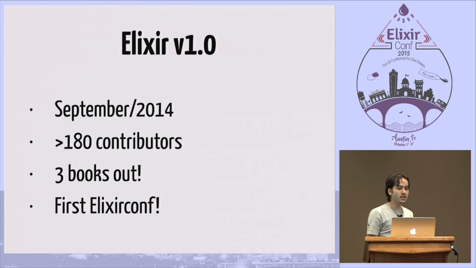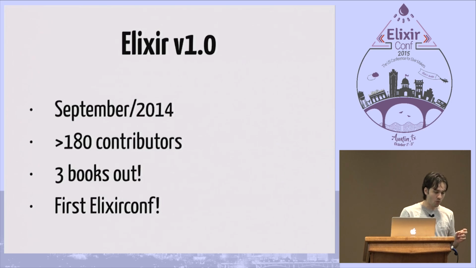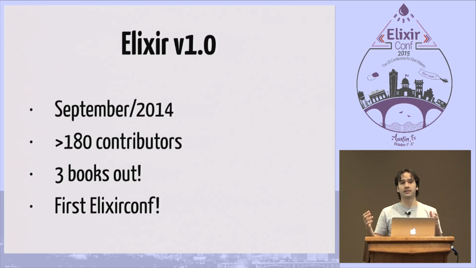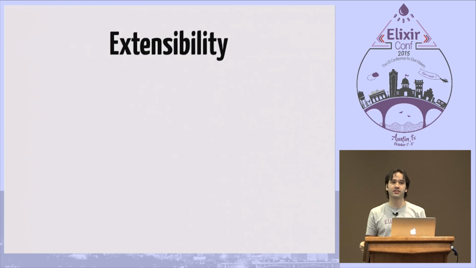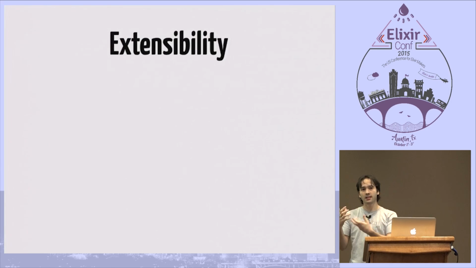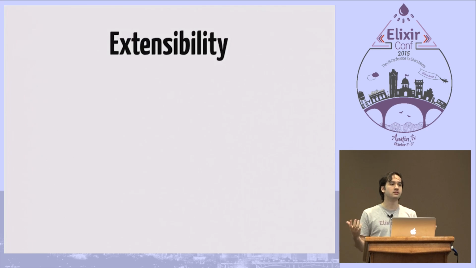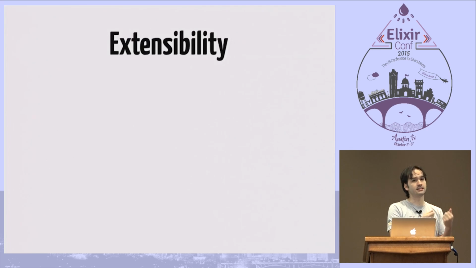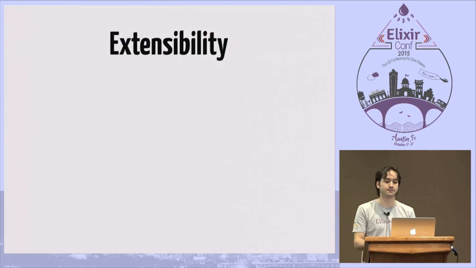What was really exciting about what happened in this last year is that last year I spoke about the goals behind Elixir, and one of those goals was extensibility. Computer science is such a wide field that we cannot possibly tackle all the domains, so your language needs to be extensible. You need to be able to extend it and bring it to the domain you're working on.